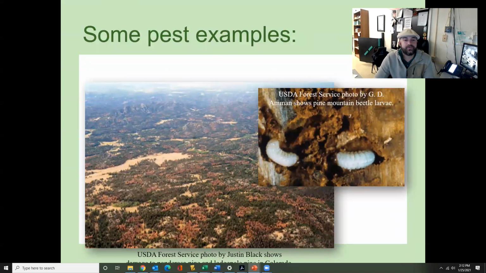So let's take a look at some examples here. We have the pine mountain beetle larvae that go into various pines.